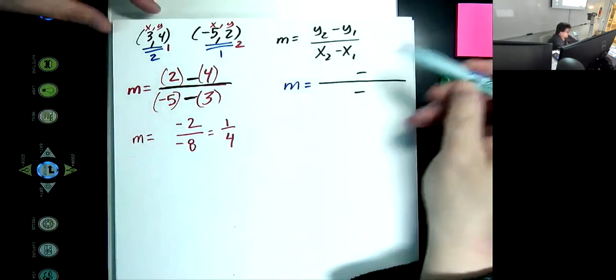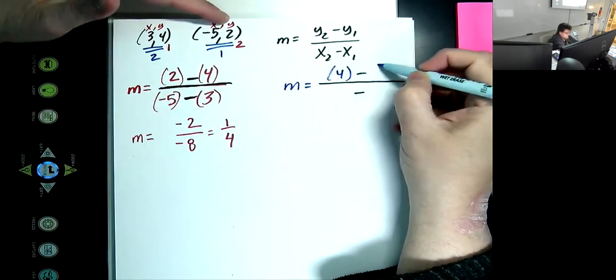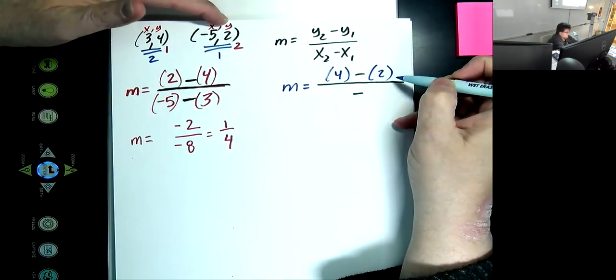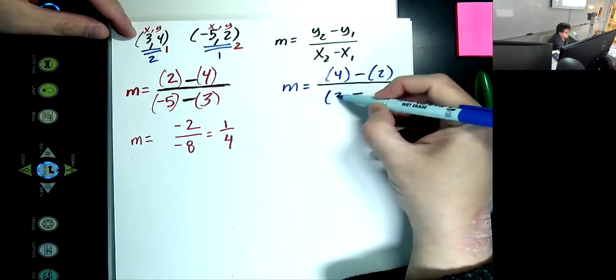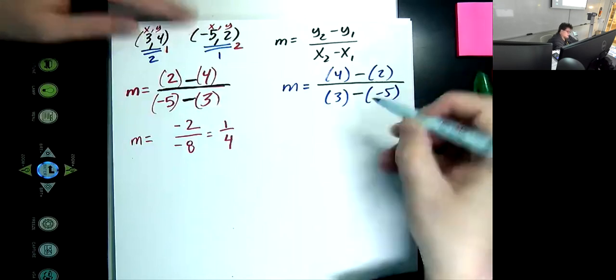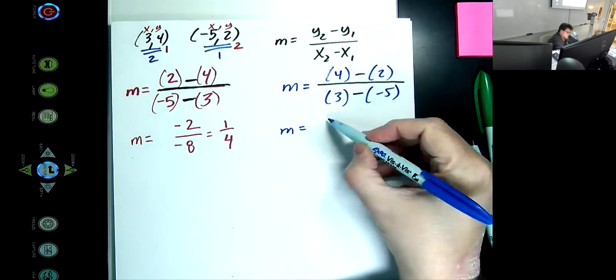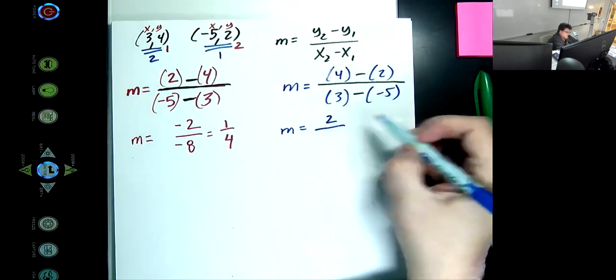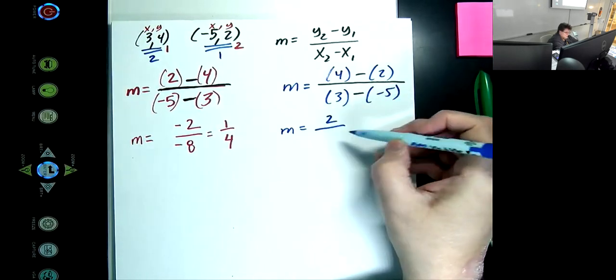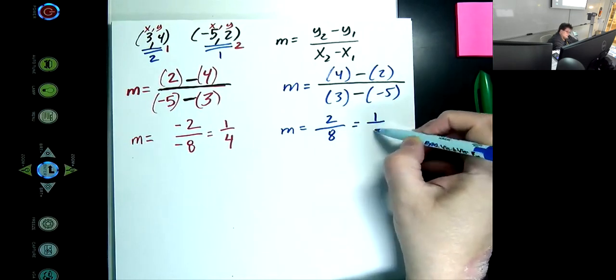All right, so my y2 is 4. My y1 is 2. My x2 is 3. My x1 is -5. When I do this, I get 4 minus 2 on top is 2. 3 minus -5 is 3 plus 5, which is 8. And that will also reduce to 1/4.